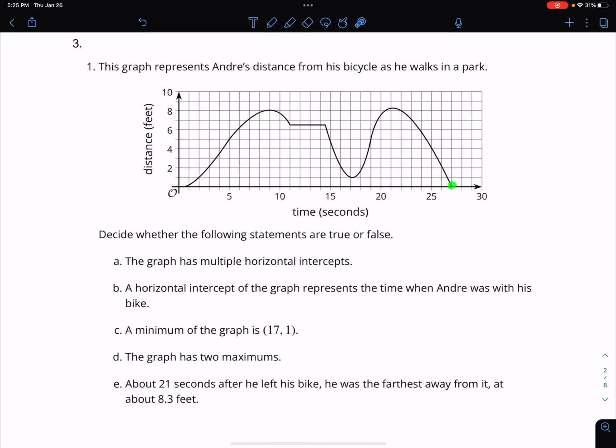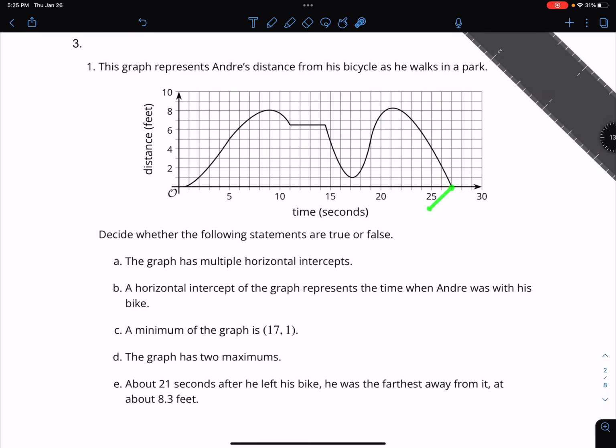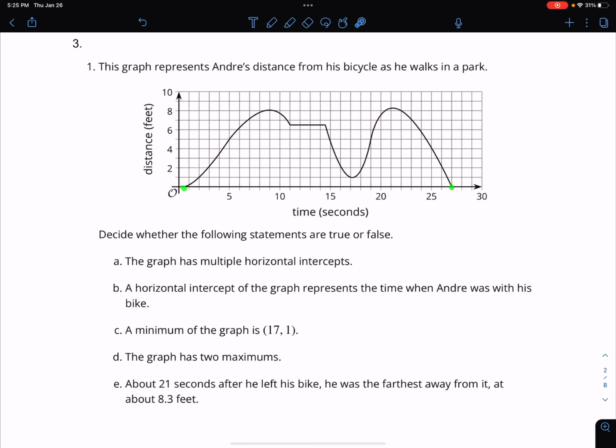And over here, this is where Andre got back to his bicycle, right? He left his bicycle over here. He was 0 feet away from the bike. And then when he got back over here after about 27 seconds, he was, again, 0 feet away from his bicycle. So here are our two horizontal intercepts. A is true.